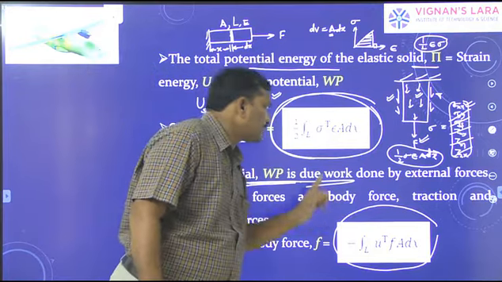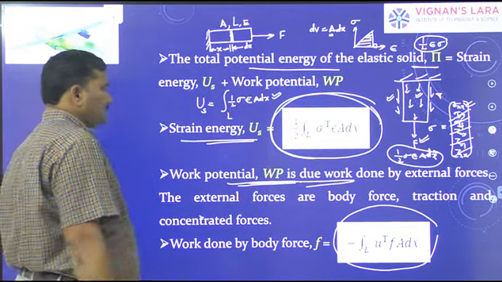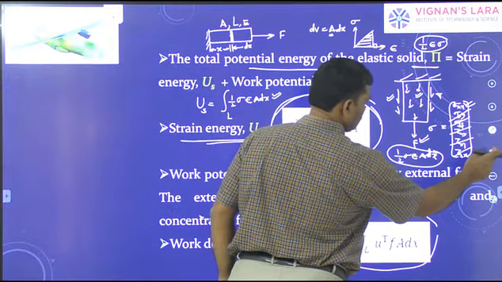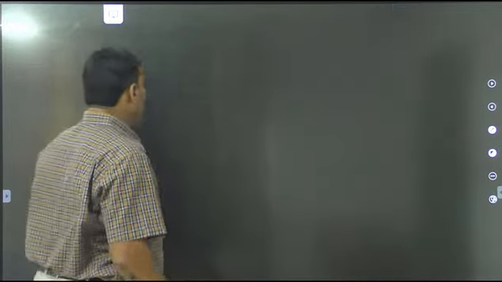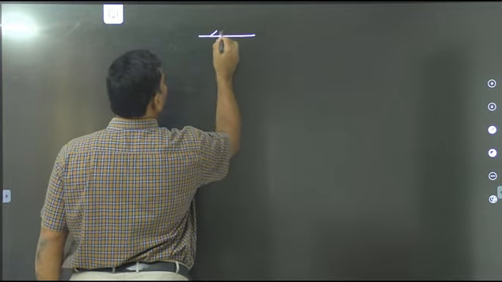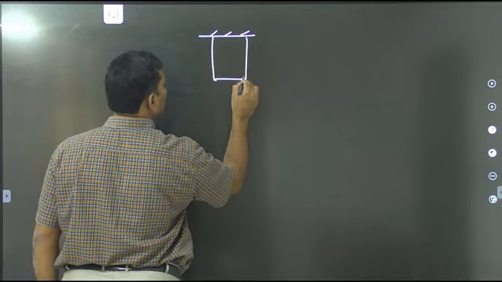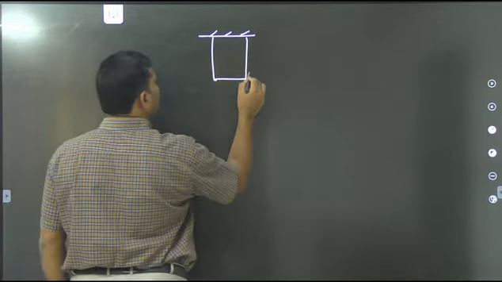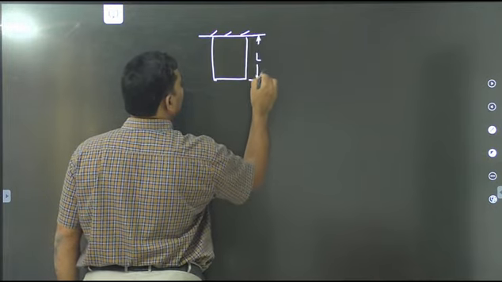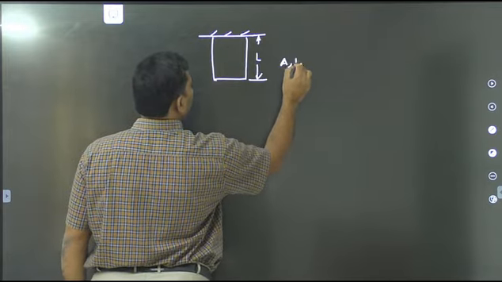Now, how do you get this expression? That is the question that we see now. Now, I take a bar of uniform cross section. L is the length of the bar, A is the cross sectional area of the bar, and E is the Young's modulus of the material.